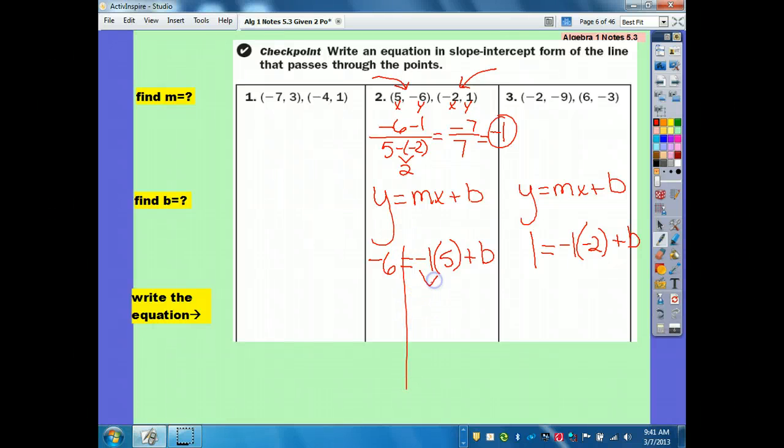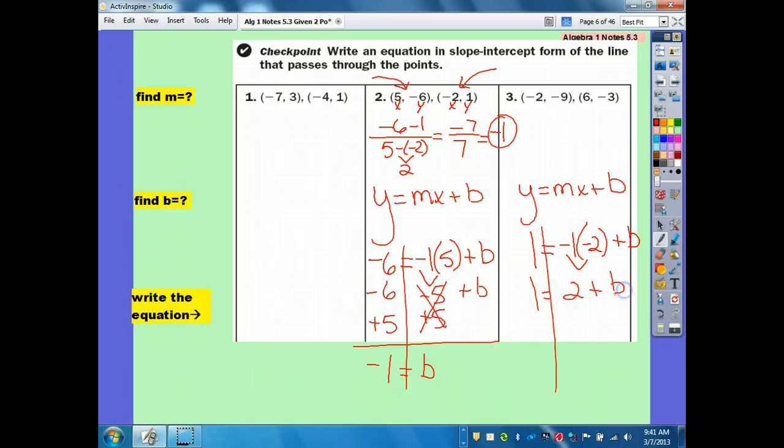Let's see. This turns into what? Good, so we have to do what to both sides? Okay, so we have to plus 5 to both sides. Leaves me with negative 1 equals b. Same over here. 1 equals 2 plus b, so we have to minus 2. We get a negative 1 equals b. So everyone's equation will be y equals, what's my slope? Negative 1x minus 1.